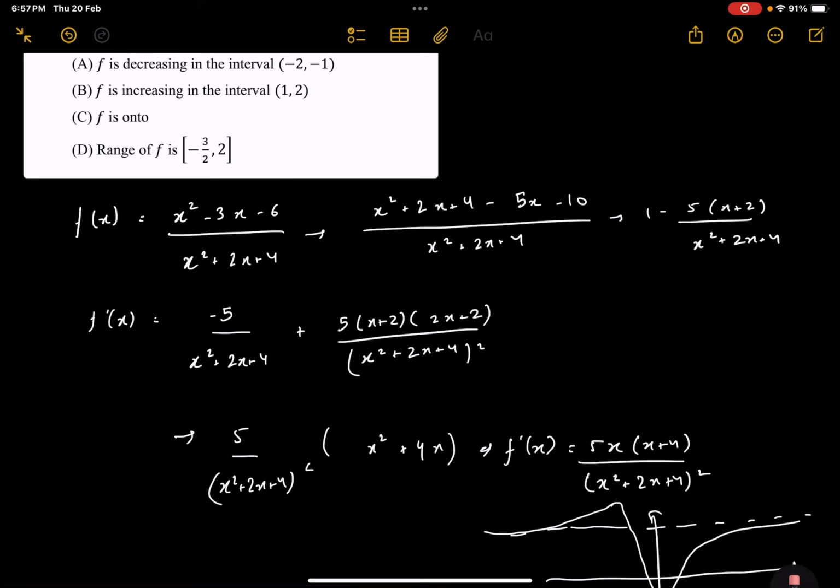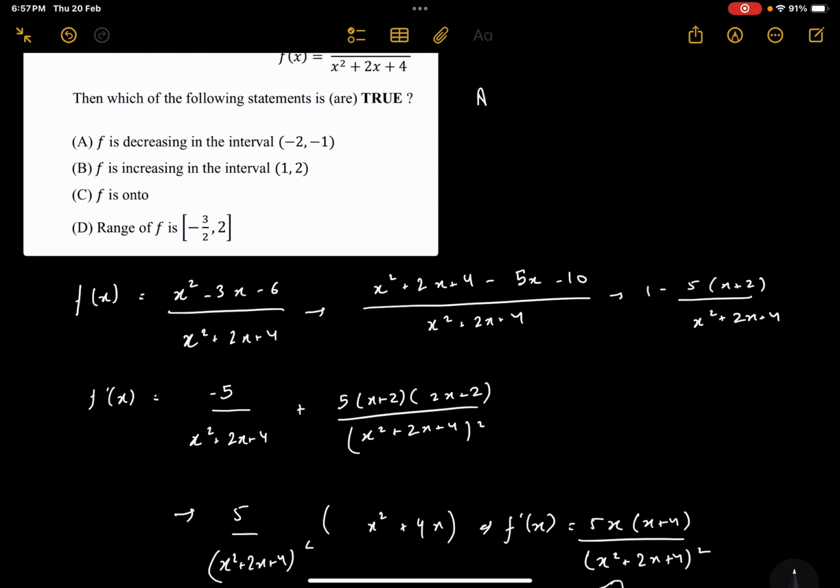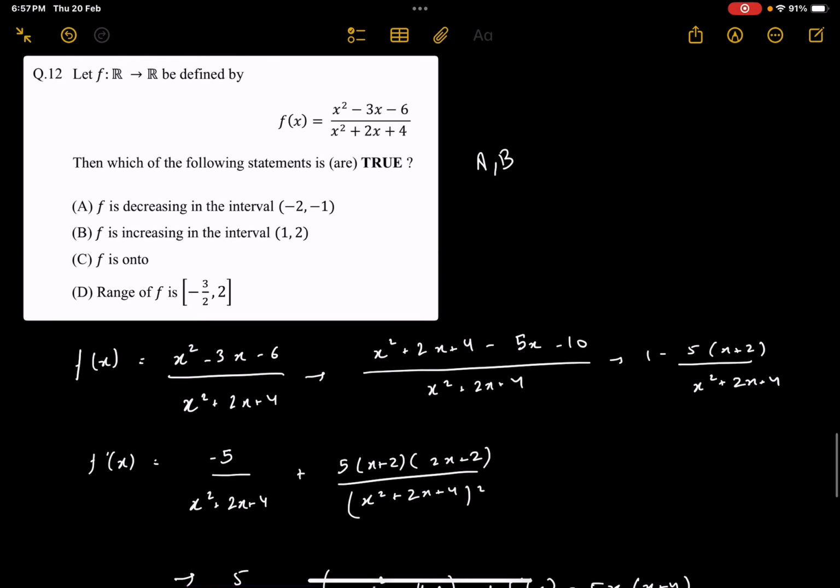f0 is, we already have a and b, f0 is -3 by 2. f of -4 would be 16 plus 12 minus 6 upon 16 minus, which is 22 by 12, which is not 2. So D option is incorrect. So answer is A and B.